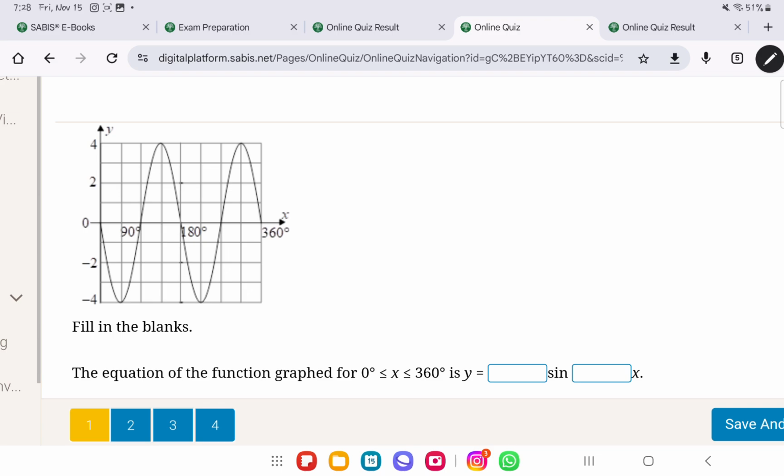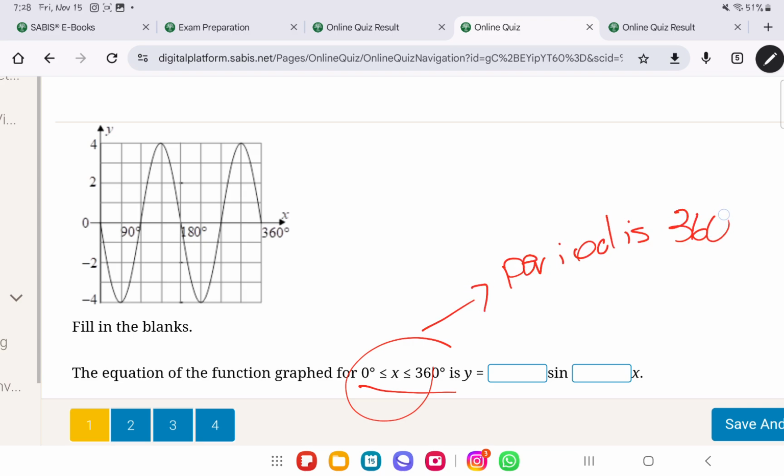x and 360 degrees is y equals sine x. First of all, what does this mean? This means that the period is 360 degrees.